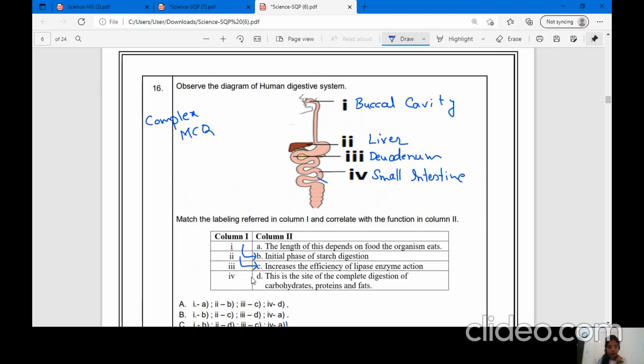Okay, now little confusion between third and fourth because both are related to small intestine. Okay, beginning part means duodenum. This is the site of complete digestion of carbohydrate, protein and fat. Okay, carbohydrate, protein, fats, complete digestion happens here. And the fourth is what? Fourth is small intestine, remaining part. The length of this depends on food the organism eat. Okay, carnivore has smaller small intestine, herbivore has bigger small intestine.